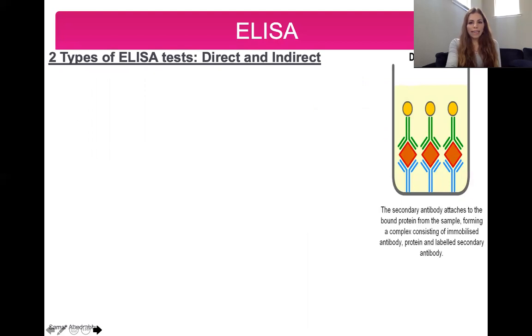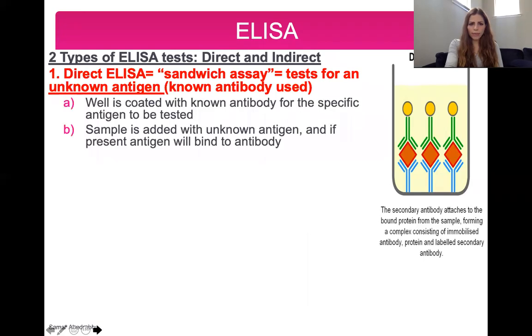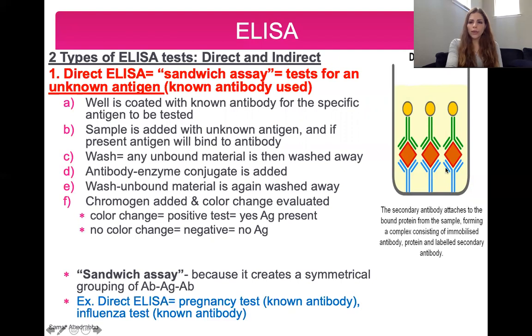So with the ELISA, there is direct ELISA and indirect ELISA. And we're going to start off by talking about the direct ELISA experiment. So in this image here, you have a well. We put everything and then discuss it. Okay, so this is a direct ELISA, and it tests for an unknown antigen.